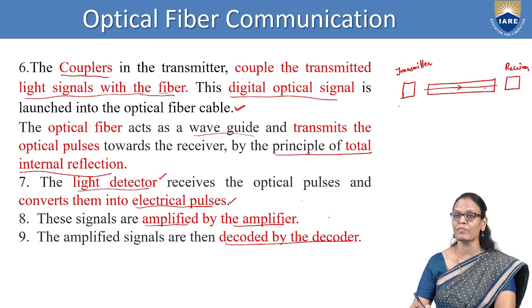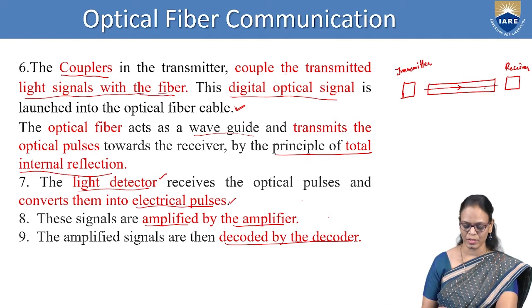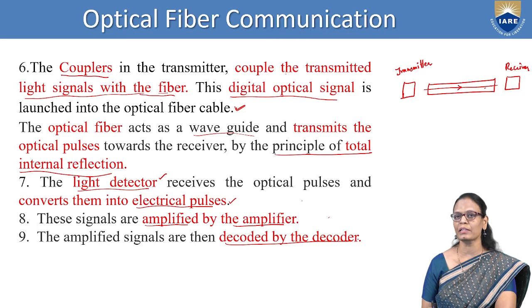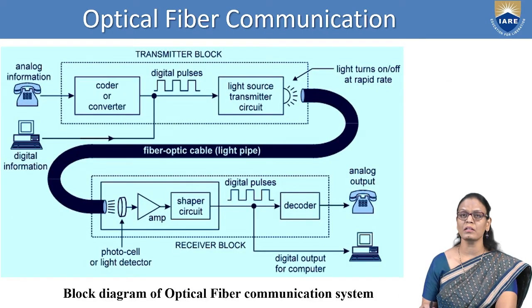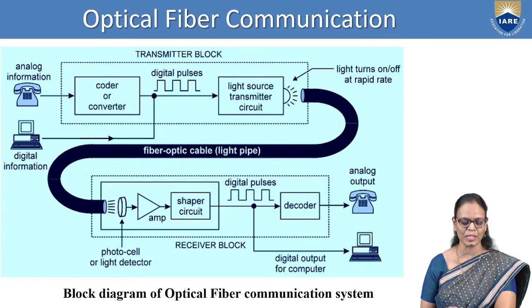Here in the transmitter, we had the encoder. We had converted it into electrical signals. Now we are converting the light signal into electrical signal. So they are being decoded by the decoder. So this is the entire block diagram for optical fiber communication. If you understand this block diagram, the entire process of communication through optical fiber becomes clear.